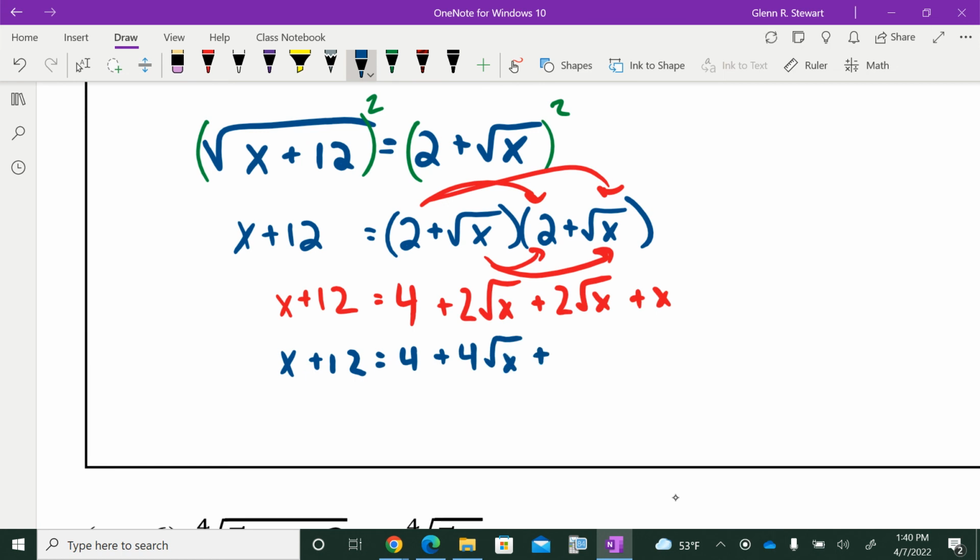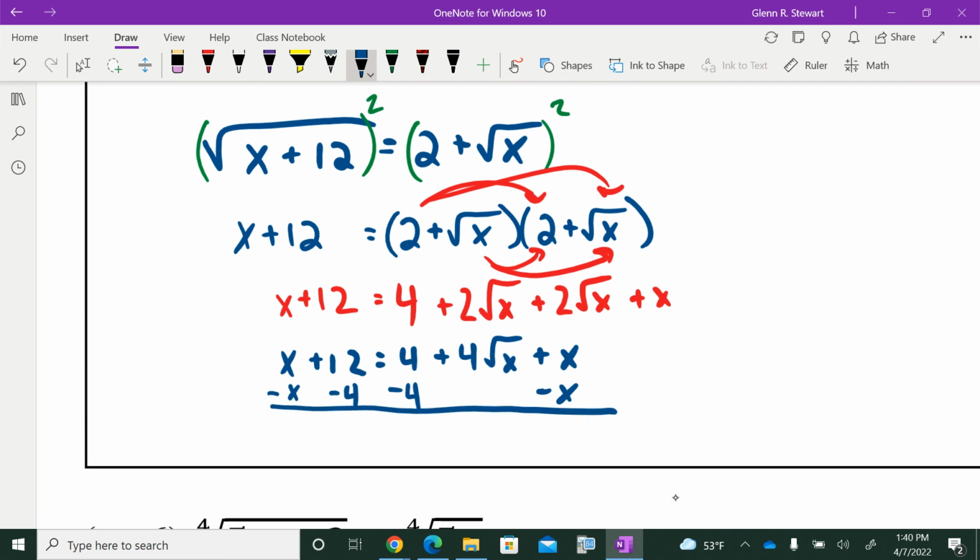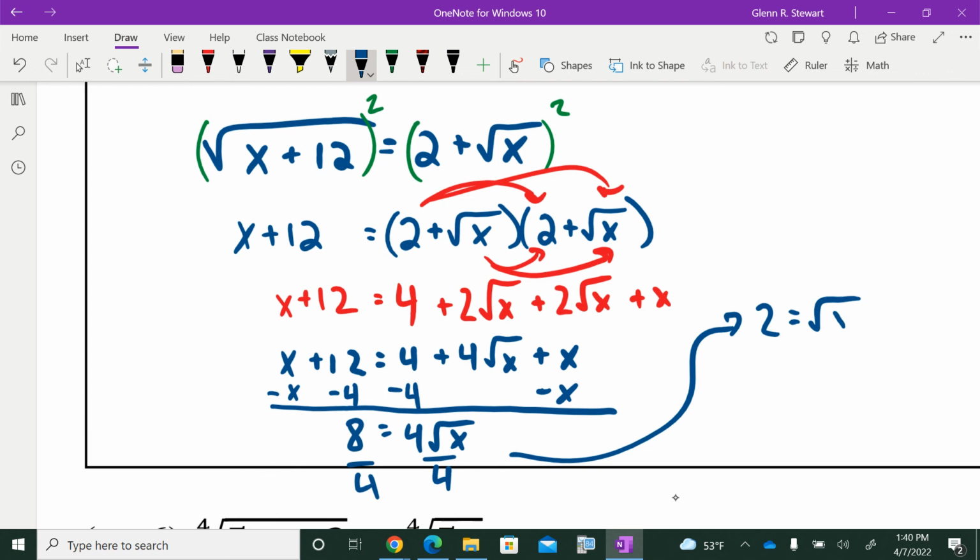If you have a question while I'm doing this, I know that some of you are already trying to do it at your seats. Just ask. Very similar to our last problem that we did. You want to try and move everything over from the radical away from it. So we're going to subtract 4 and subtract x. Divide by 4. And then square both sides.